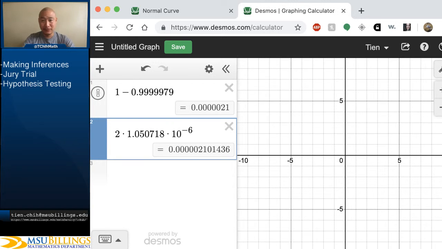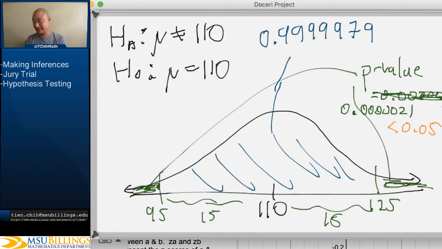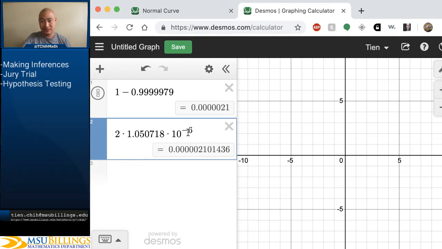And I want to double that, right? Because if we look at a picture here, that's just one of these tails, and there's two of them. So if I add these two tails together, that's twice the area. So I go ahead and double that area, and I get 0.00021 as well. So same thing, right?